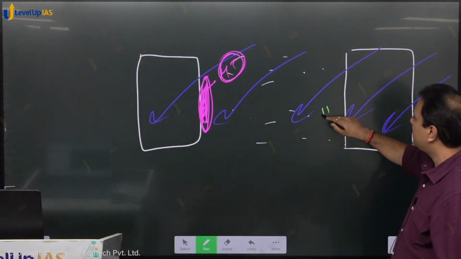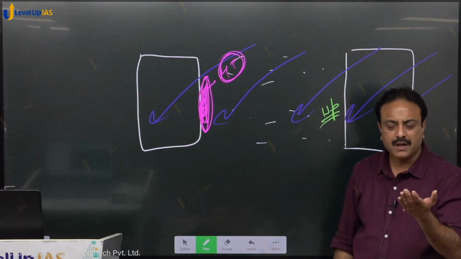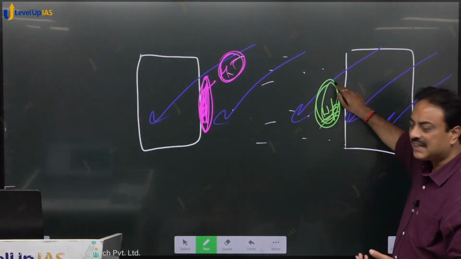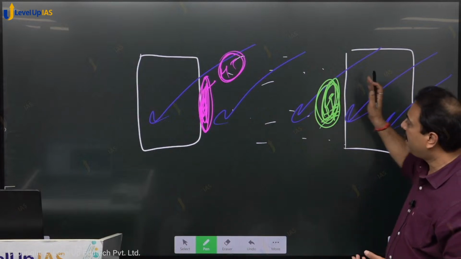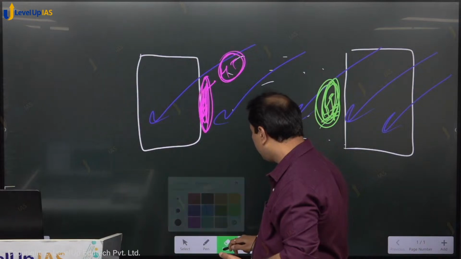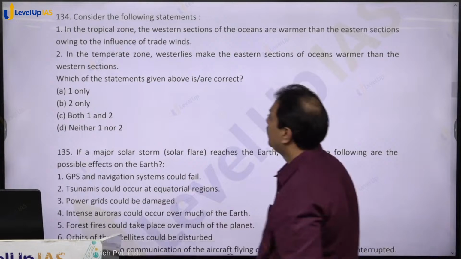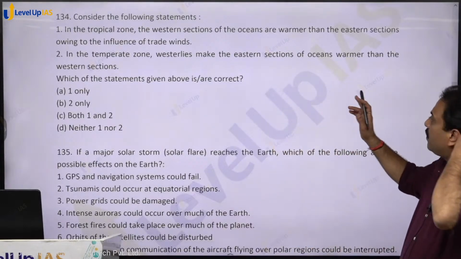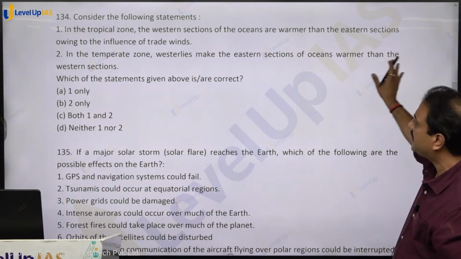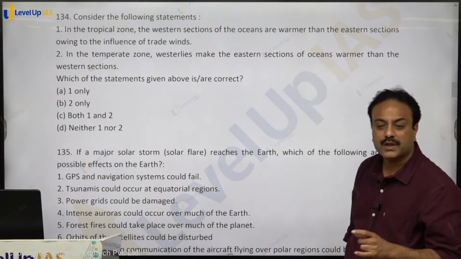here upwelling takes place. Water moves up from where? From the bottom of the ocean. Upwelling takes place. The bottom of the ocean records low temperature. So low temperature water gets compiled over here. So here high temperature, here less temperature. Are you getting that? So in the tropical zone, the western sections of the oceans are warmer than the eastern sections owing to the influence of trade winds.